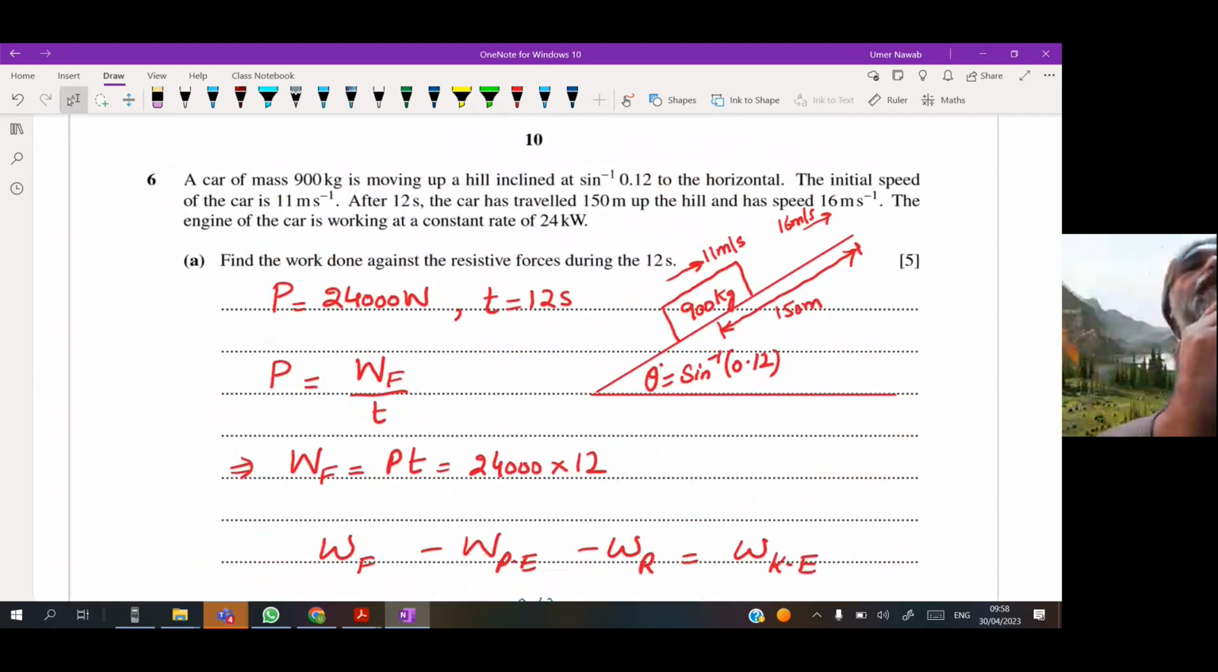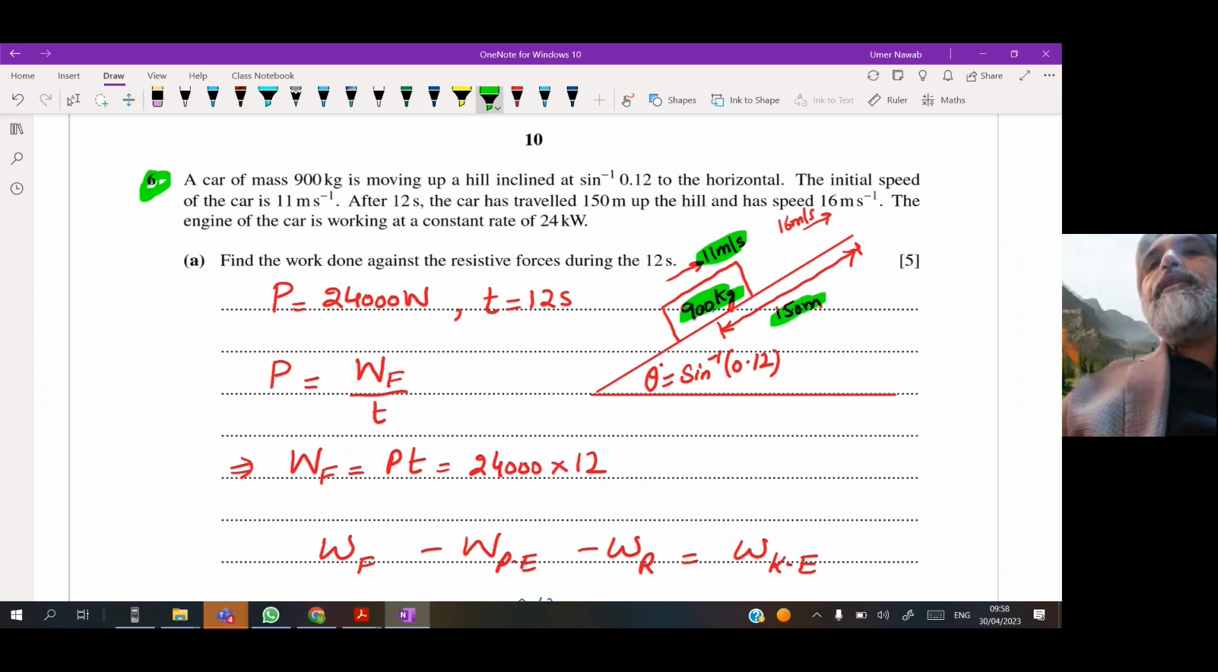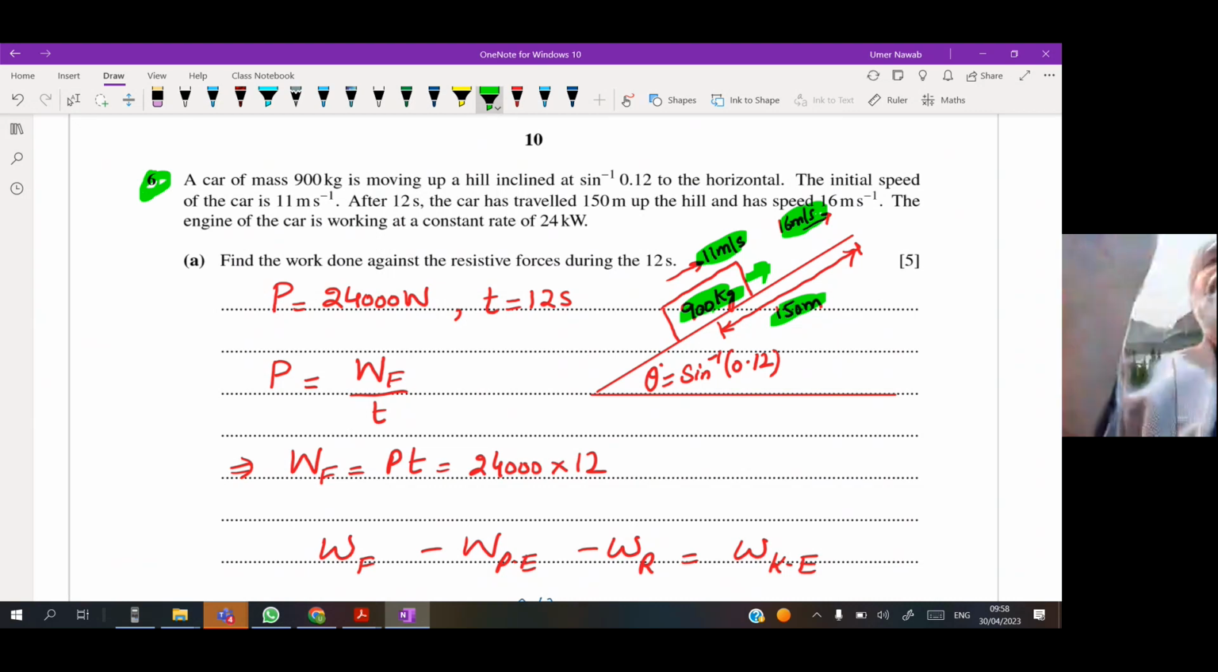Question number 6. Question number 6, the examiner says that there's a 900 kg mass. It is moving with 11 meters per second. And it covers a distance of 150 meters up the plane, and it acquires a speed of 16 meters per second. If it acquires a speed of 16 meters per second, then definitely there is an engine fitted in the 900 kg, and he will be trying to engage the power into the question.